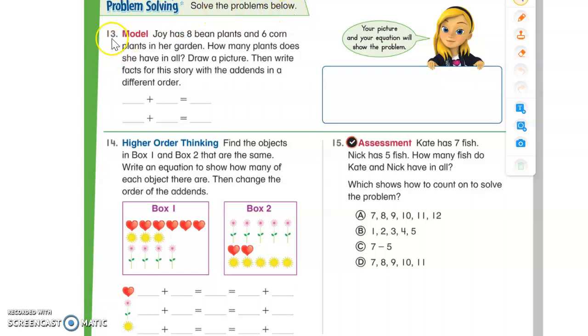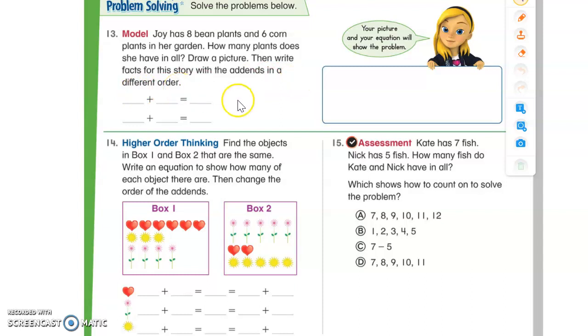Number 13 says model. Joy has 8 bean plants and 6 corn plants in her garden. How many plants does she have in all? Draw a picture, then write facts for this story with the add-ins in a different order.